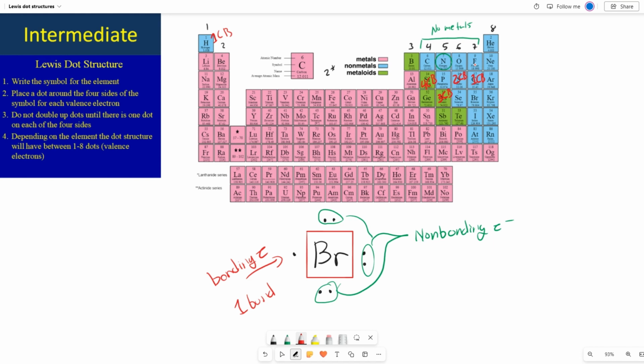If you can easily and correctly draw out these dot structures, it will make it much simpler for you when you're working with covalent compounds and covalent bonds to figure out what the overall Lewis structure of the molecule is.